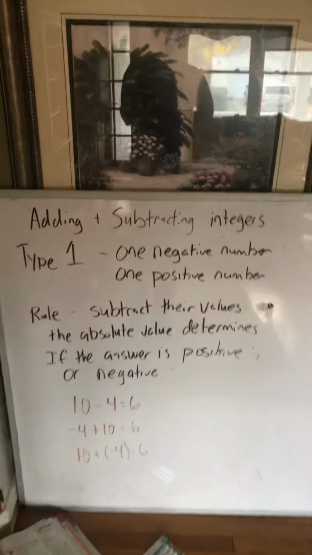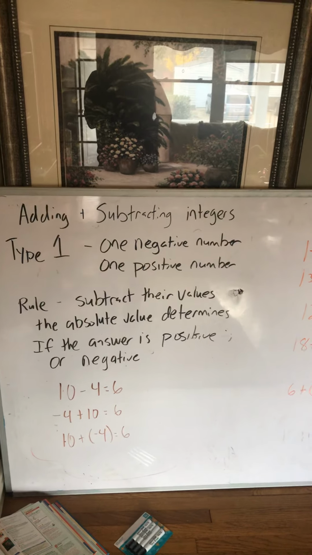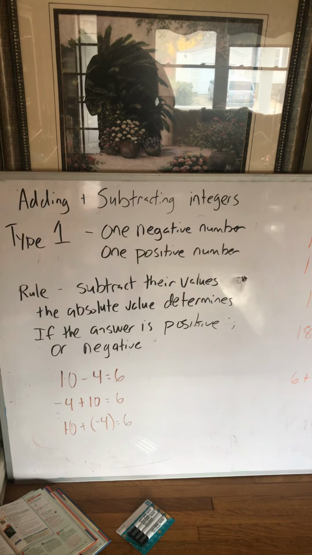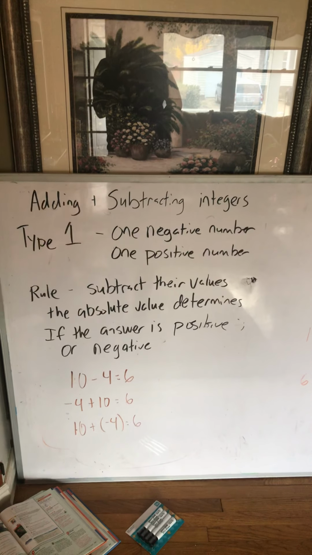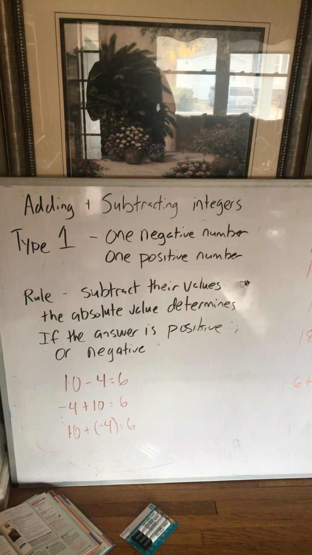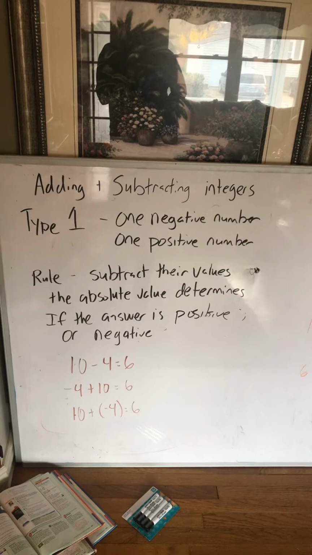So type 1 is we have one negative number and one positive number. The rule: subtract their values. One negative, one positive, or one positive, one negative, we subtract their values. After we subtract the values, the absolute value determines if the answer is positive or negative.